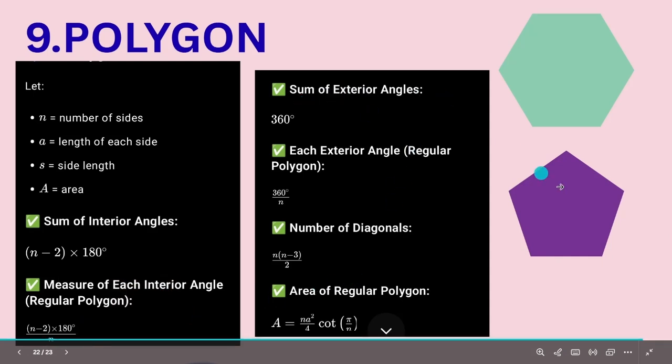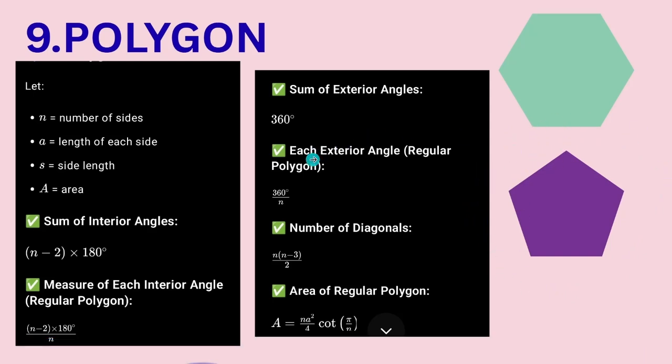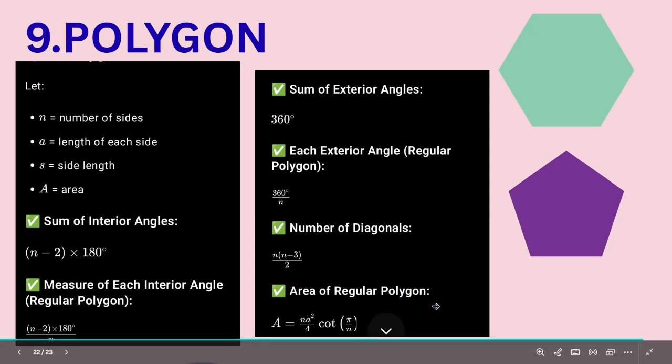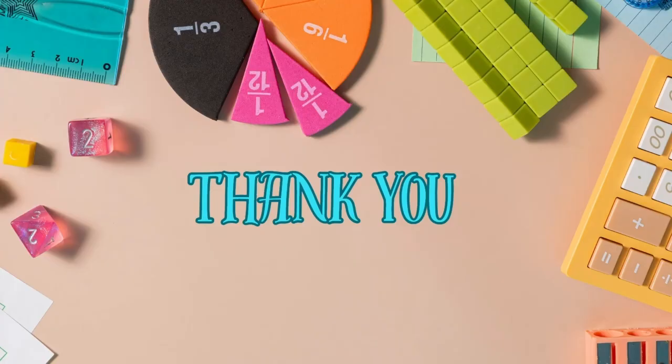And then the sum of the exterior angles, that is the angles made on the outer side, will be 360. And to find each exterior angle, we simply divide by n. And to find the number of diagonals, that is how many lines there will be, we have the formula n into n minus 3 by 2. And then we have the area of a regular polygon, that is any polygon, any side. When we simply put the formula n square by 4 cot pi by n, we will get the area. So that's it. We will cover some more formulas in the next videos. Till then, keep studying. Thank you.